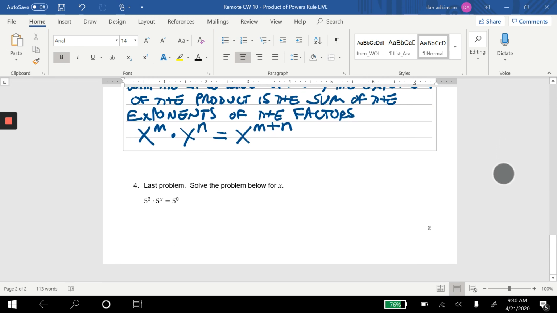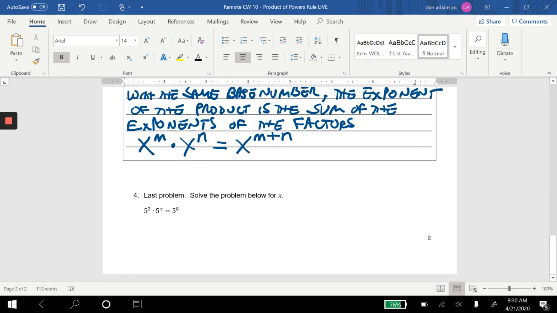One last problem we want to solve, just because sometimes the problems will be in a different format. Here's a problem that says 5 to the second power times 5 to the x power equals 5 to the eighth power. So here we're solving for the exponent of one of the factors, not the exponent of the product. But we can use the same rules.